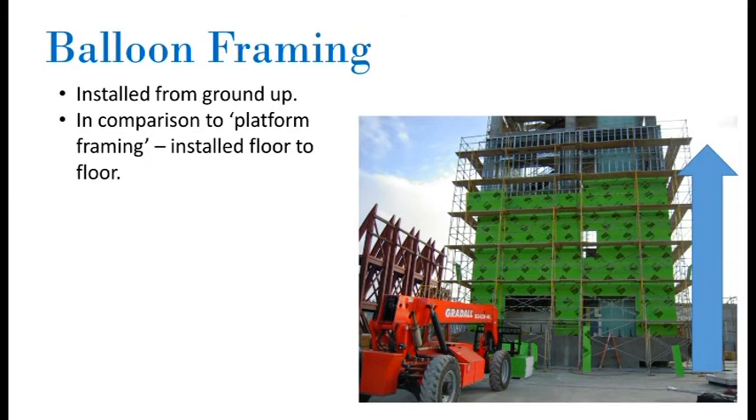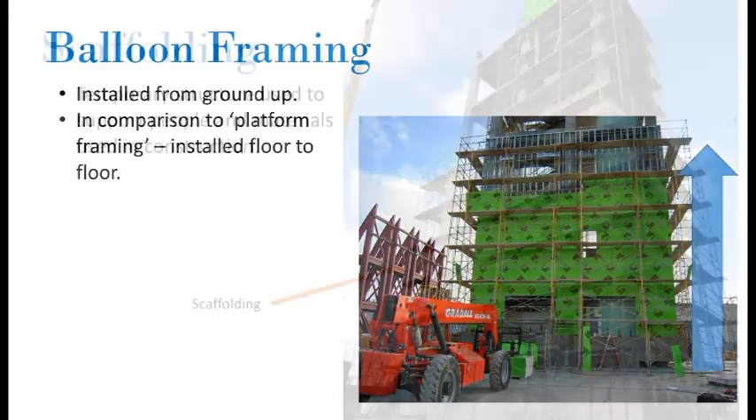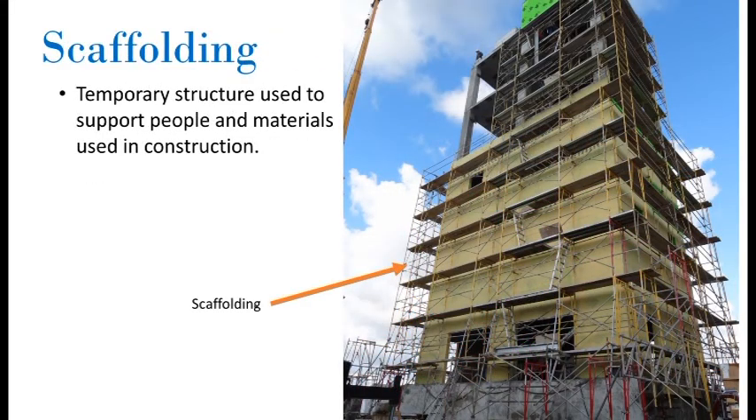In general, balloon framing is installed from the ground floor to the finished floor. However, an alternative installation method termed platform framing can be used to install facades from floor to floor. The installation of the balloon framing took several months to complete and required the use of temporary scaffolding. Scaffolding is a temporary structure that is used to support people and materials used in construction of a building.